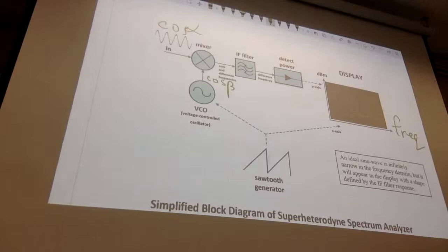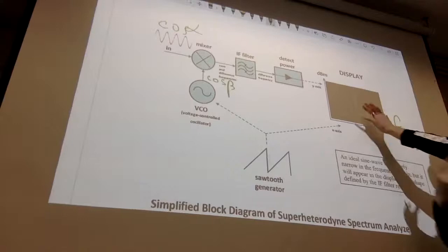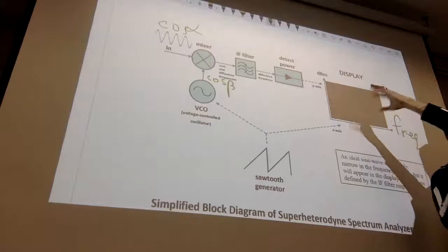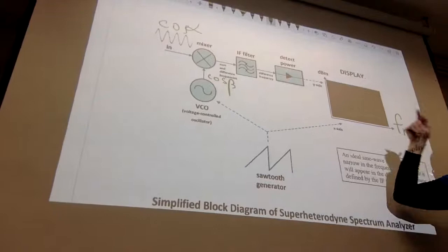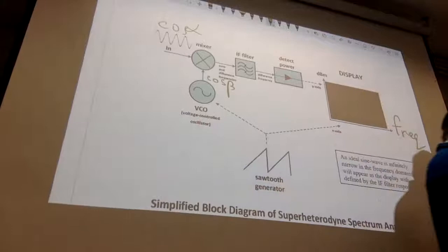And then put it into the y-axis of the display. So now you could think of this as a scope whose y-axis is this power signal and whose x-axis is a sawtooth waveform that must somehow correspond to the frequency we're looking at. Yes, it is, because it drives something called the voltage controlled oscillator. So this is probably a bit complicated, but you'll understand it more and more.